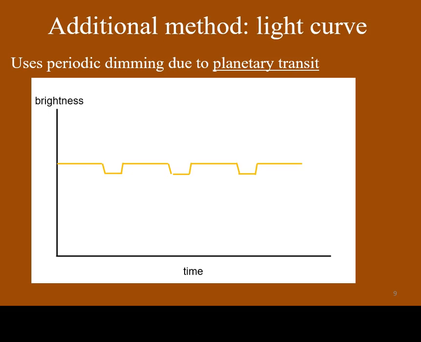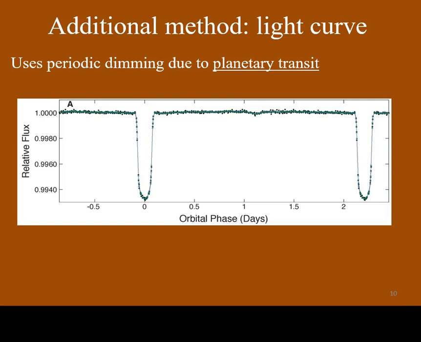This dimming is very small, usually less than 1%, but if we can observe it happen repeatedly, then we can conclude the presence of the planet. The time between two dimmings will be the period of orbit, and the depth of dimming will be proportional to the size of the planet.